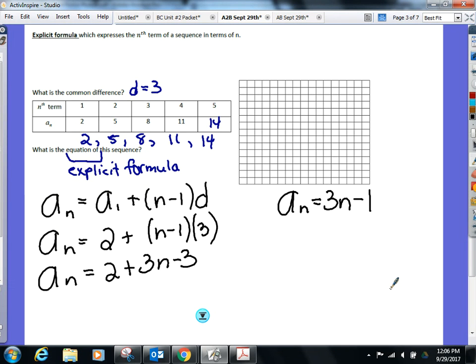Hey, if I wanted to find the 100th term, guess what I would plug in? 100. If you don't believe me, let's find the second term, even though you already know it's 5. Plug in the number 2 right now. 3 times 2, minus 1. Ding, ding, ding. That was the second term, wasn't it? That's the power of using the explicit formula. Whatever term you want to find, you plug in the number of the term, and it'll give you what the term will be. We see that? We good?